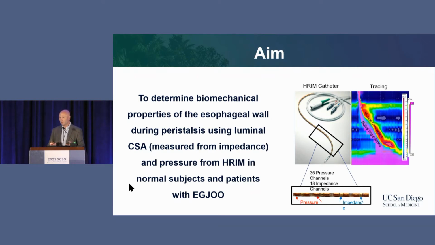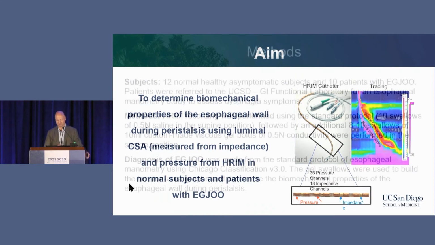Motility that we're really unsure of, and many times you're left with an inconclusive diagnosis. So what they tried to do here is determine biomechanical properties using the impedance component to detect luminal cross-section area, looking at geometry so they could calculate things like work and power.